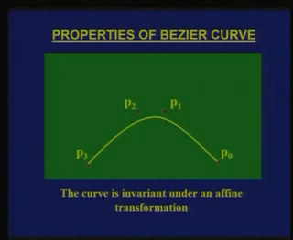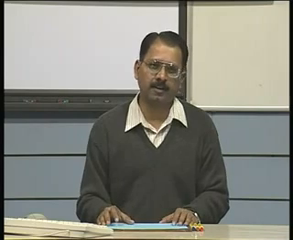The other important property is that the curve is invariant under affine transformation. Now, I think this needs some explanation. Usually what happens in geometric modeling, that is CAD and computer graphics, is that if I have to define a curve located somewhere in space, you first define the curve at some convenient location, let us say in the xy plane, or starting at the origin, and then you place this curve wherever it is intended to be. In order to do that, you do a transformation. These are called geometric transformations.